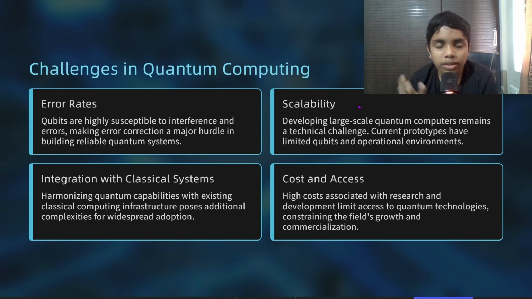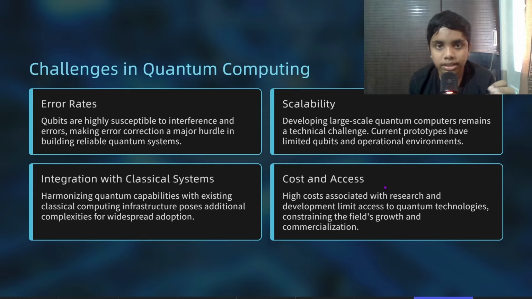Scalability. For now, we can only insert some qubits into quantum computers, because we can't yet create big quantum computers so that we can insert many qubits. So yeah, we can't scale it a lot. It's a challenge, but in the future we might be able to. Integration with classical systems. Our classical computers are very different and versatile compared to quantum computers, so making them work together is a challenge, and it's tricky.